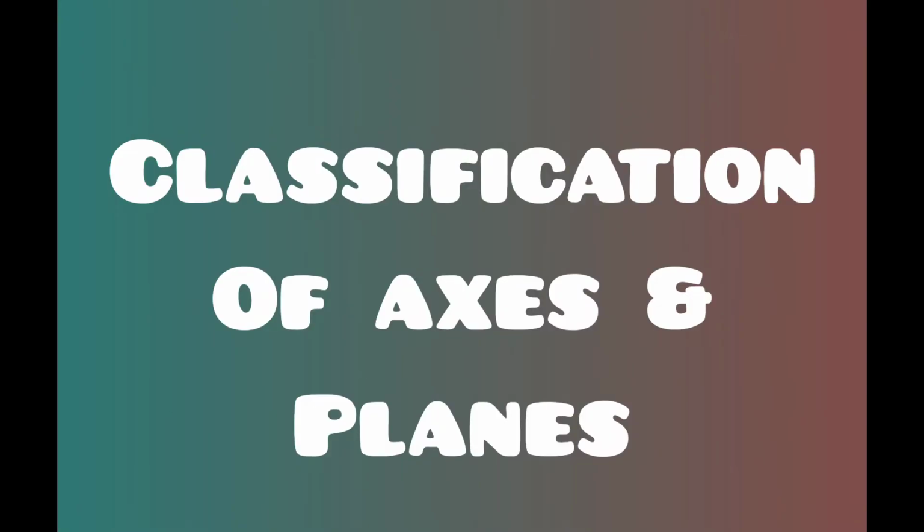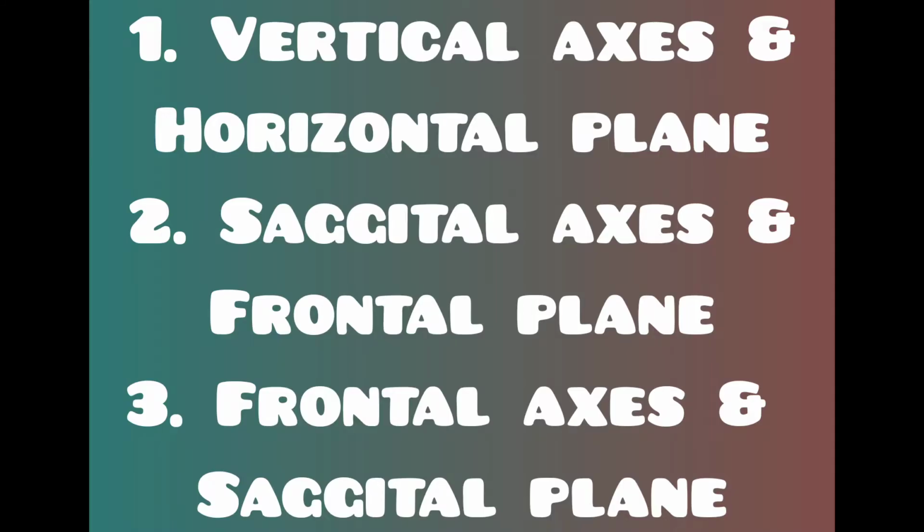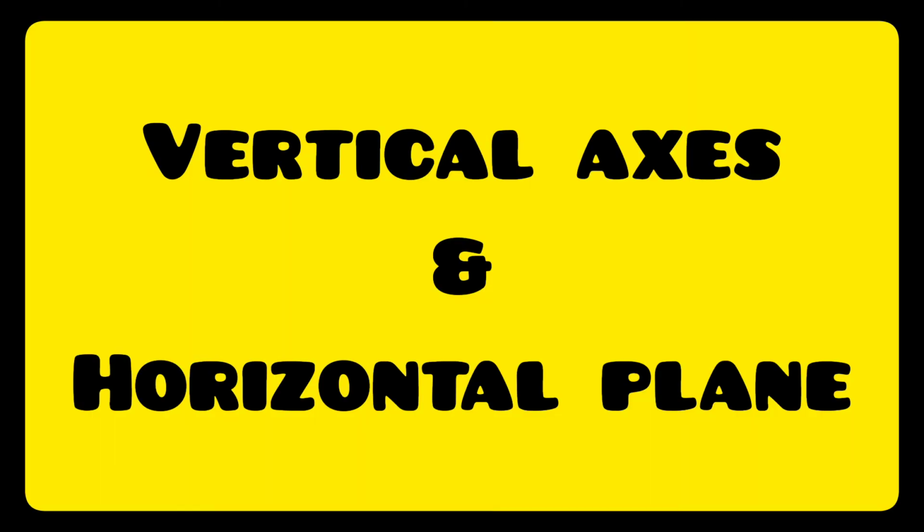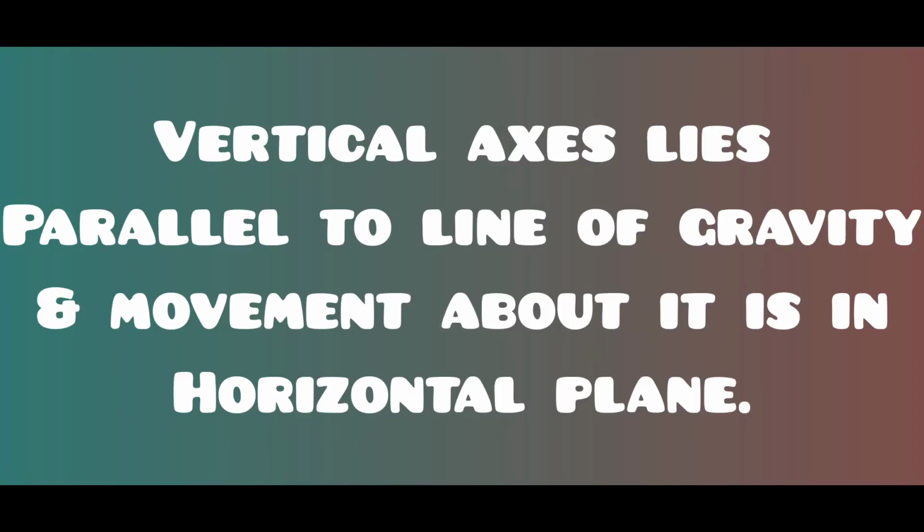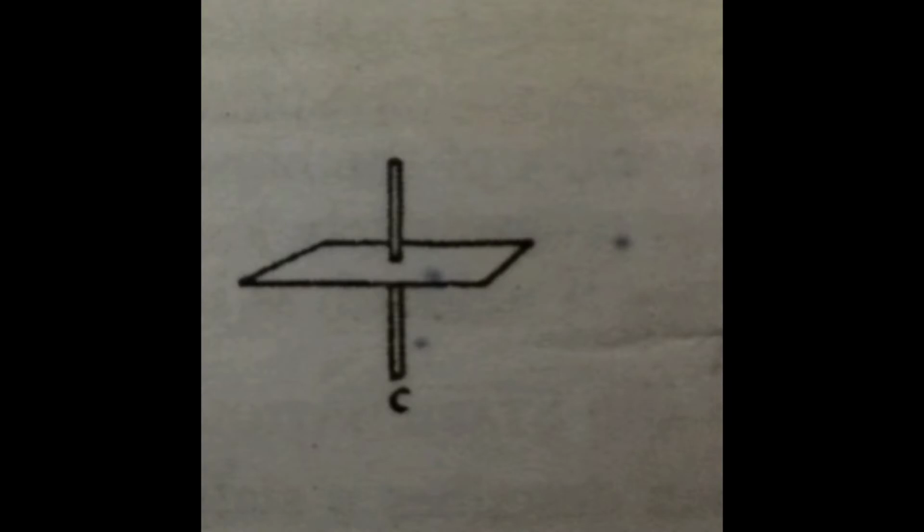Classification of axes and planes. These could be classified as number 1, vertical axis and horizontal plane; number 2, sagittal axis and frontal plane; number 3, frontal axis and the sagittal plane. Now let's discuss them. Vertical axis and horizontal plane. A vertical axis lies parallel to the line of gravity and movement about it is in a horizontal plane.